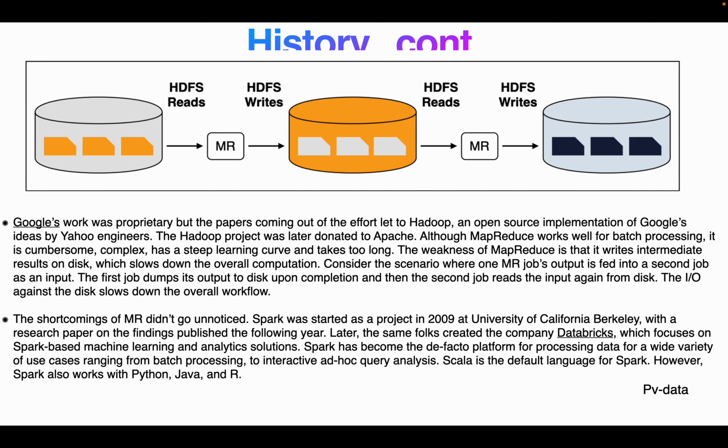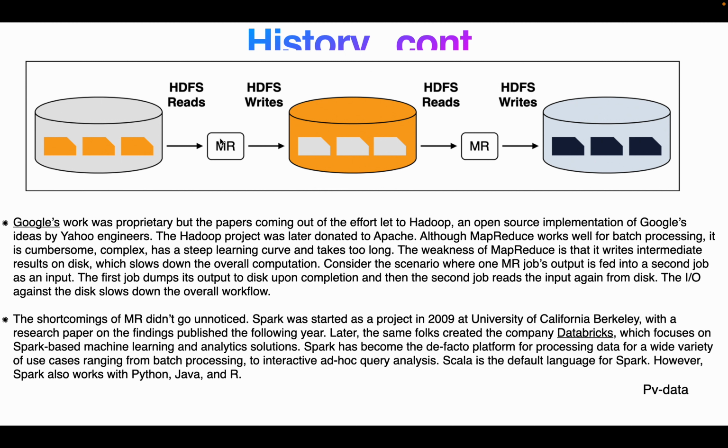So the history continues here. In MapReduce, they read data from GFS or HDFS and put the data onto another disk, and again the same process: read and put again onto the hard disk. So MapReduce reads data and puts it into the hard disk.